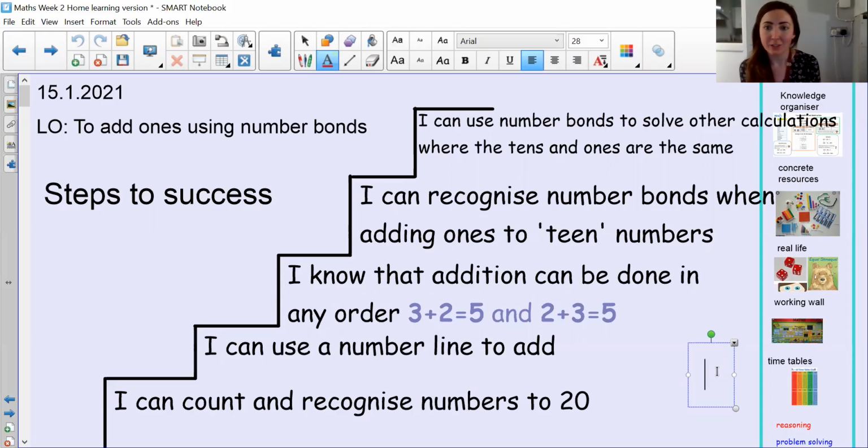So our steps to success: I can count and recognize numbers to 20. I can use a number line to add. I know that addition can be done in any order. So for example, I know that 3 add 2 equals 5 and 2 add 3 equals 5. It doesn't matter which order we add in. I can recognize number bonds when adding ones to teen numbers. And I can use number bonds to solve other calculations where the tens and ones are the same.